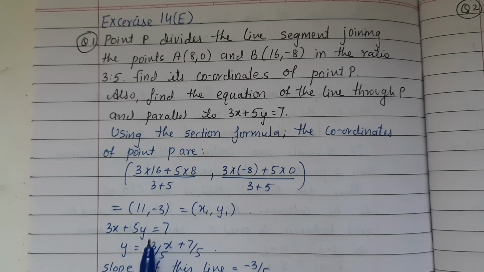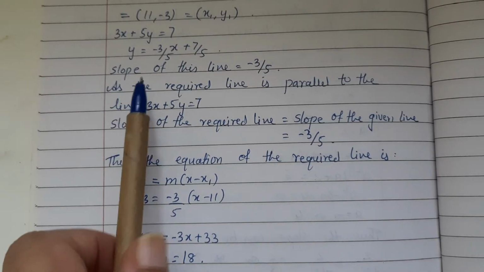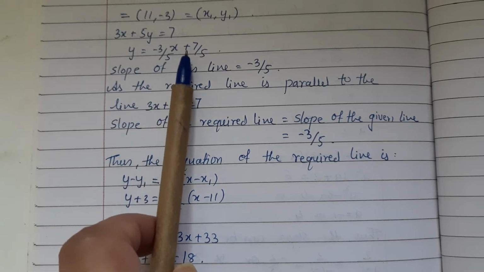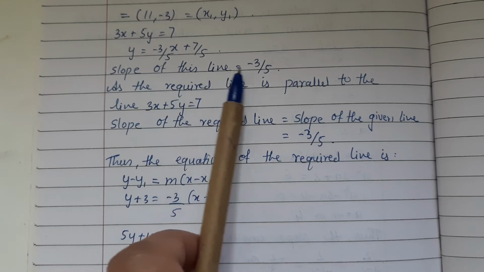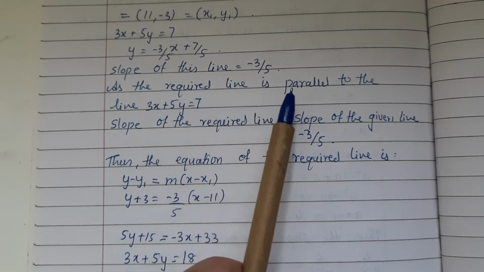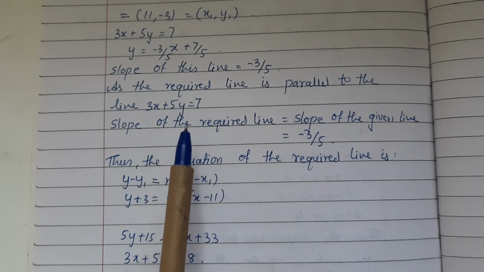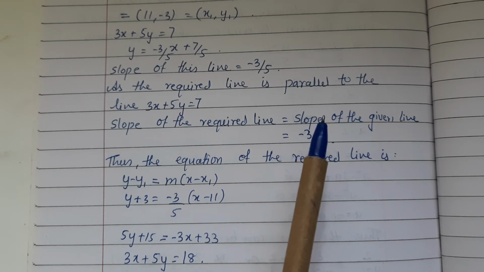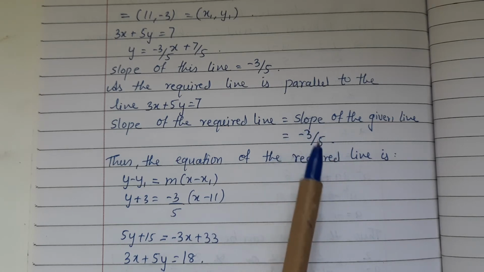Lines are parallel, so slopes are equal. We'll find the slope: y = -3/5 x + 7/5. The slope of this line is -3/5. As the required line is parallel to the line 3x + 5y = 7, the slope of the required line is equal to the slope of the given line, which is -3/5.